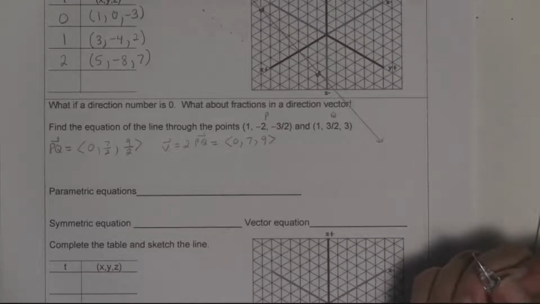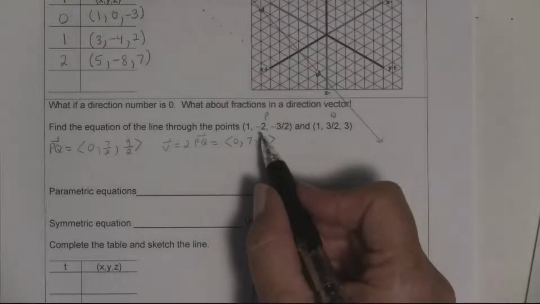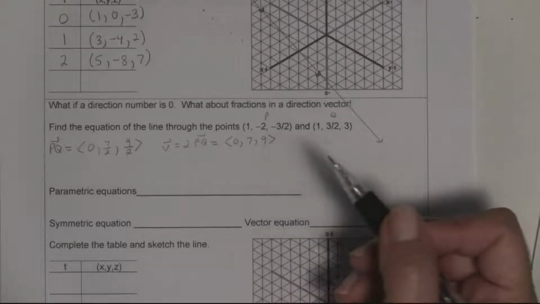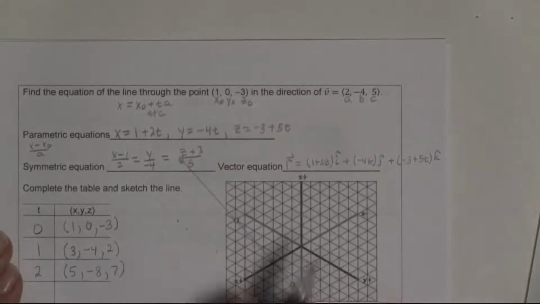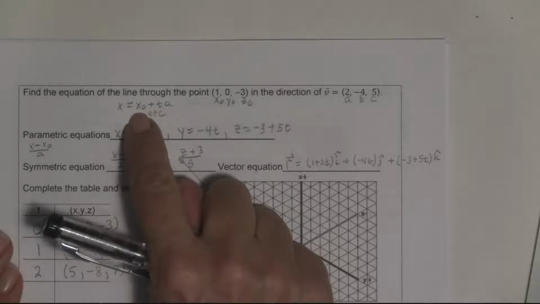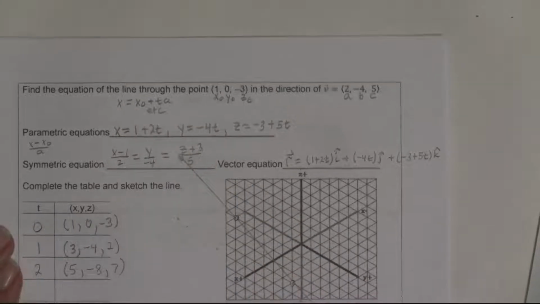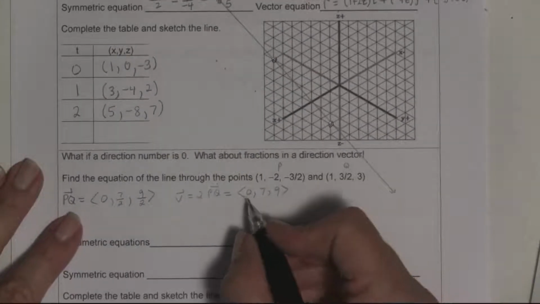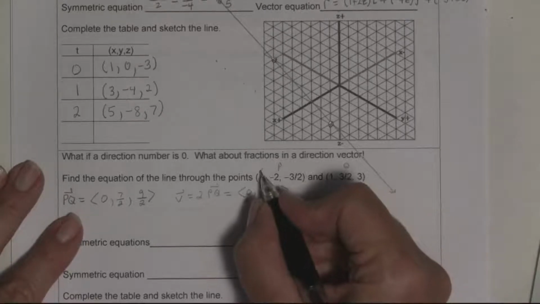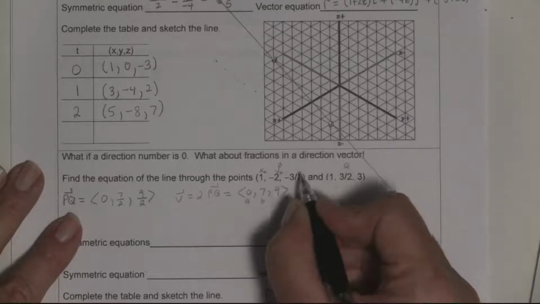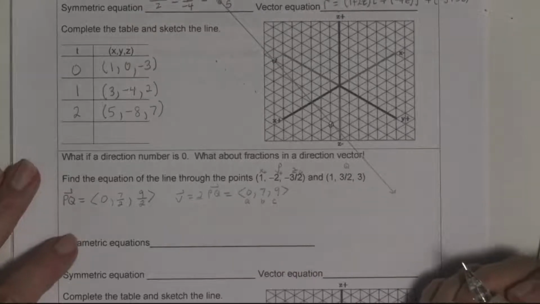And so the parametric equation here, I can use either P or I can use Q. And remember when you do your parametric equation, x equals x naught plus ta, right? So I'm going to be putting that in here. This is my a, and this is my b, and this is my c, and this is my x naught, my y naught, and my z naught for my point.